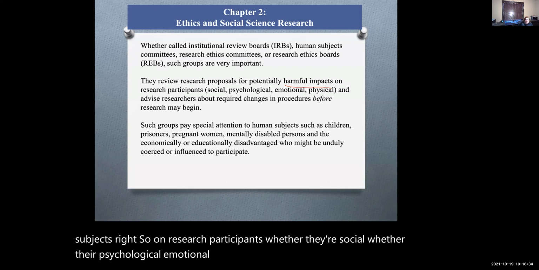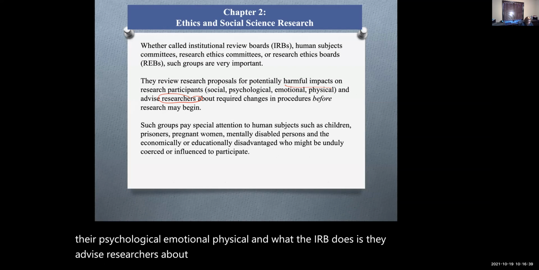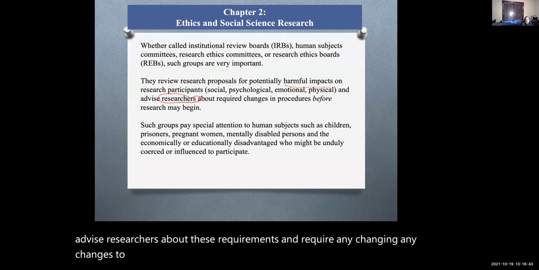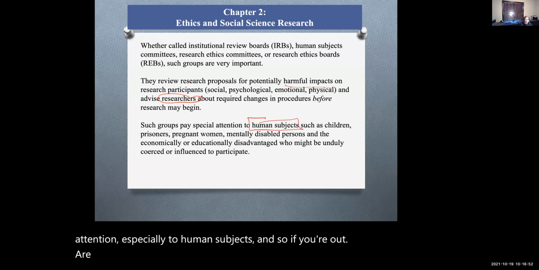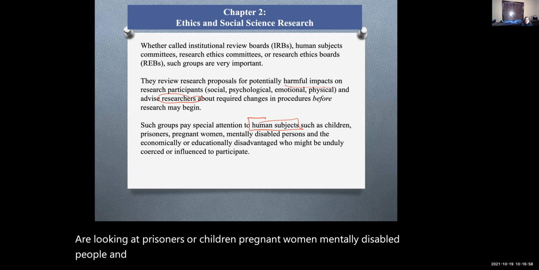The IRB advises researchers about these requirements and requires any changes to the research before it begins. These groups pay special attention to human subjects, such as prisoners, children, pregnant women, mentally disabled people, and economically or educationally disadvantaged people, who might be unduly coerced or influenced to participate in the research study.